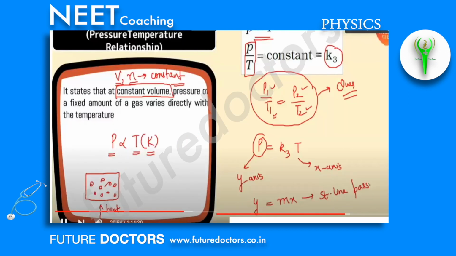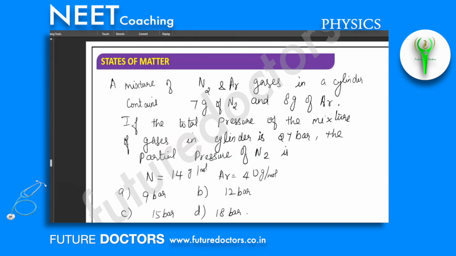So Gay-Lussac's law states that at constant volume and number of moles, the pressure of a fixed amount of gas is directly proportional to temperature. We will continue in the next class.